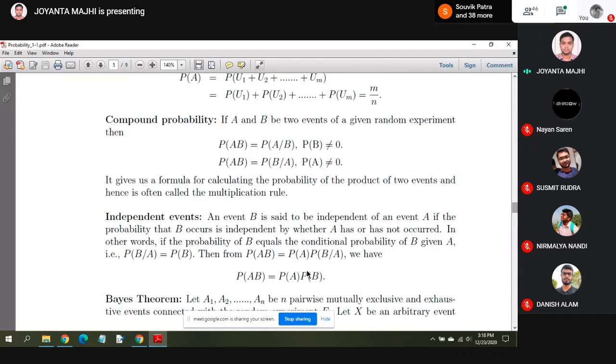For example, if we consider throwing a die as a random experiment, and we say that B is the event when the outcome is even, and A is the event when the outcome is 3, then the events are independent because the probability of B is not influenced by the occurrence of the event A.